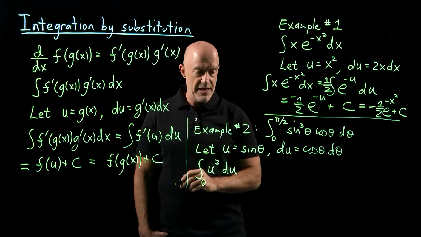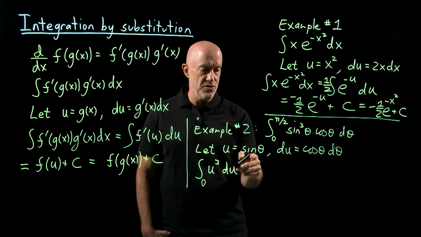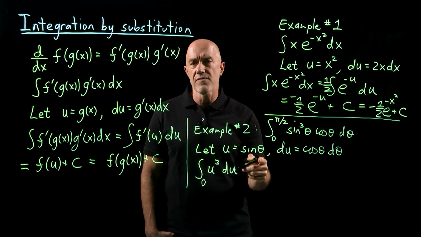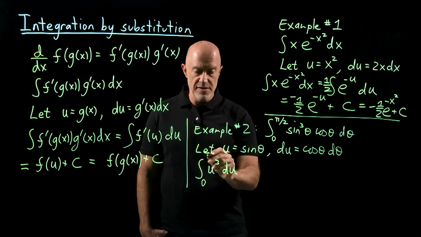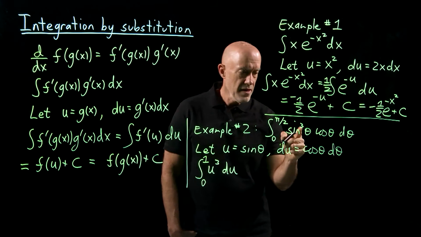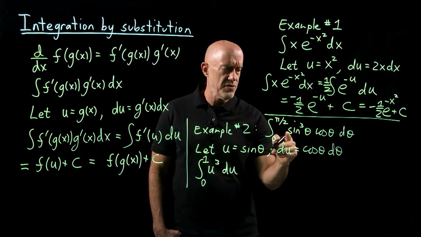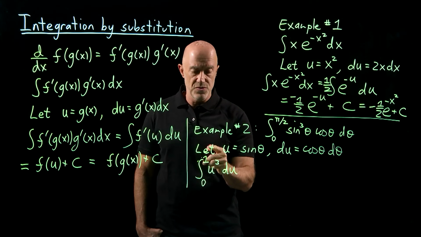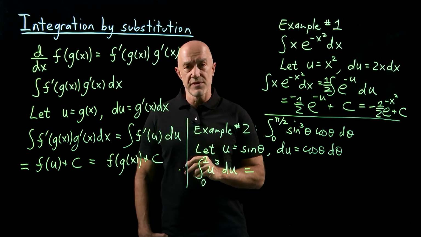So the lower limit here is 0. And then you ask yourself, what is the value of u when theta takes the value of pi over 2? Sine pi over 2 equals 1. So u takes the value of 1 when theta equals pi over 2, so the upper limit becomes 1. So you have to be careful. As theta goes from 0 to pi over 2 for the sine function, u then goes from 0 to 1. So changing the limits, we don't need to substitute back.